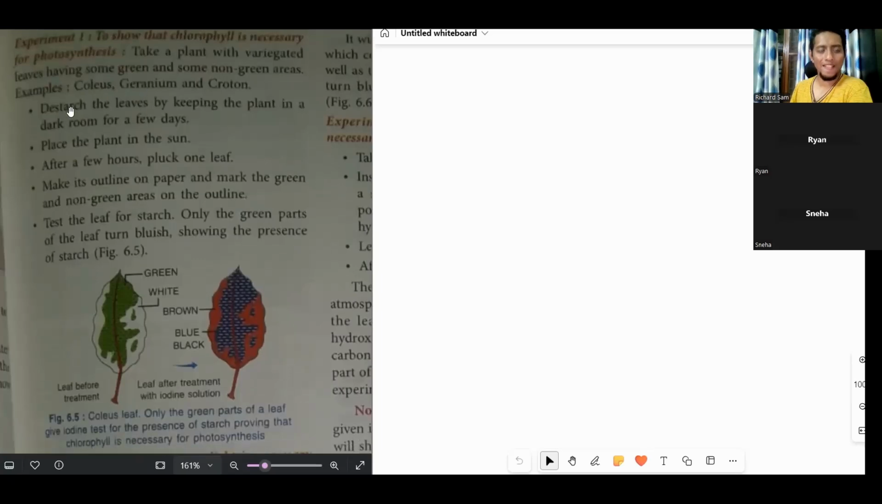Okay. Now destarch the leaf. How do you destarch it? By placing it in a dark room for a few days. So when it is in the dark room, there is no light, there's no photosynthesis, the plant is not producing glucose, there is no food.